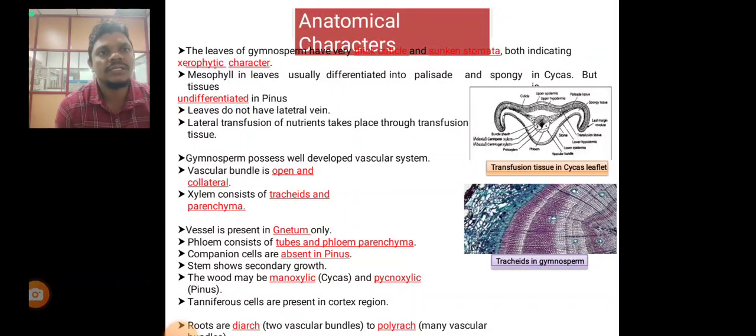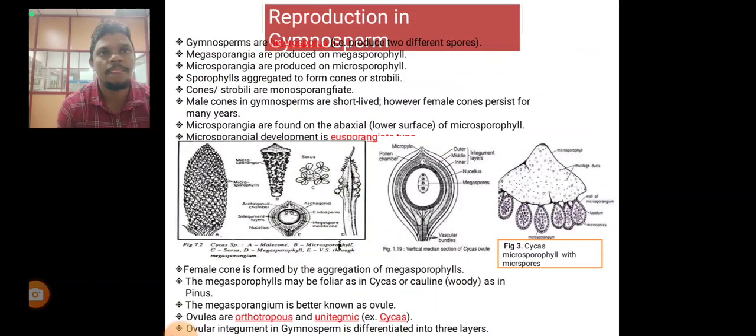The stem shows secondary growth. The wood may be monoxylic, as in Cycas, or pycnoxylic, as in Pinus. Tanniferous cells are present in the cortex region. The roots are diarch, which is very important, meaning two vascular bundles, or polyarch, meaning many vascular bundles, in gymnosperms.